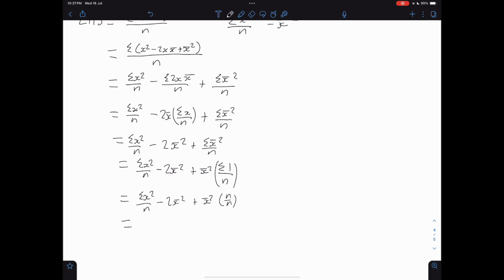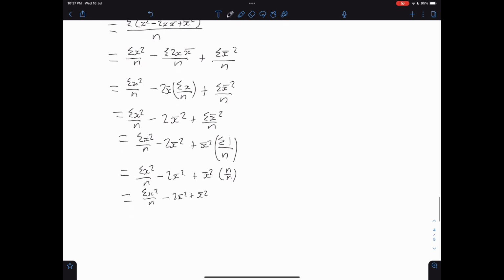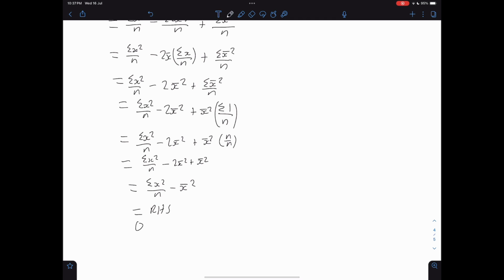So we've got the sum of x squared over n minus 2x bar squared plus x bar squared on its own. And hopefully you can now see we have arrived at our new formula. So that's equal to the right hand side, and we can go QED. Nice.